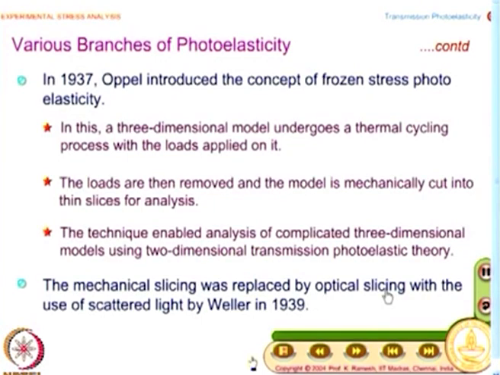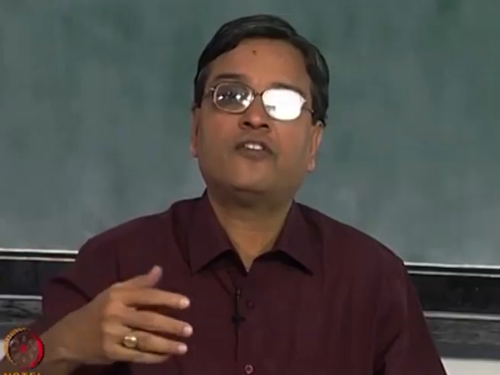And what you need to look at is, whenever you find there is a development, there is a parallel criticism about it. When you are doing a mechanical slicing, in those regions where you slice it, you lose some material. So, people thought, why not improve this process. This initiated the replacement of mechanical slicing by optical slicing with the use of scattered light by Weller in 1939. So, another branch of photoelasticity called scattered light photoelasticity came into existence. This is how research proceeds. You find in the development there is a problem, that issue is researched by people, then people find a newer technique for even doing the experiment.